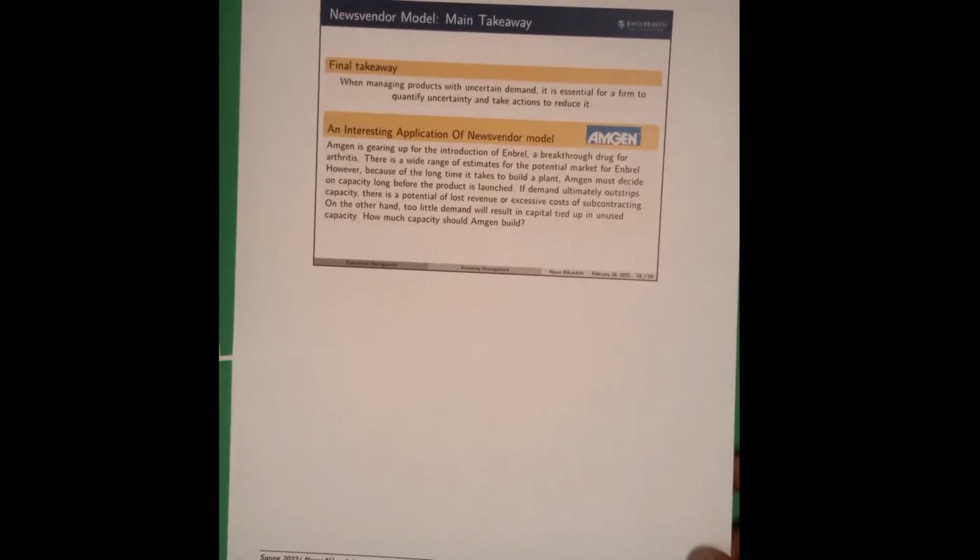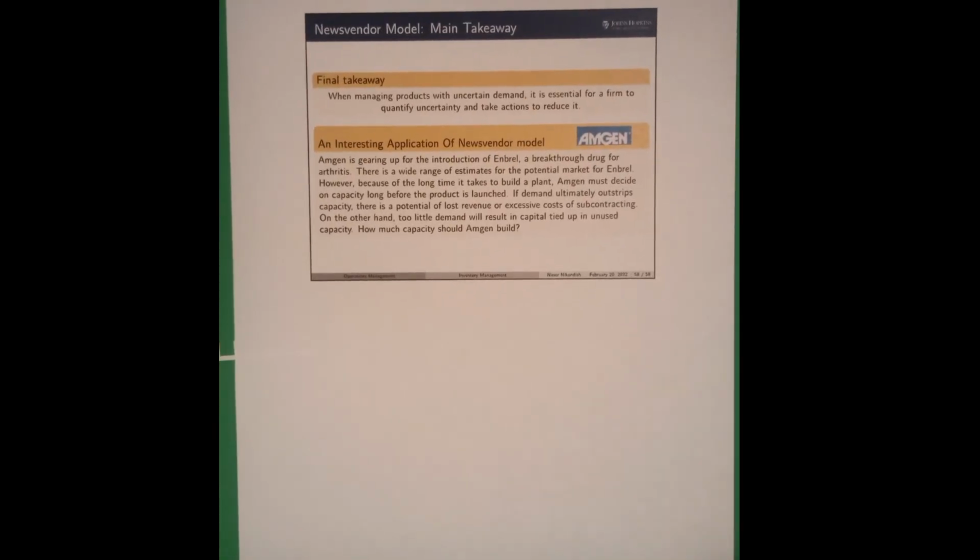Again, I brought this up, and I'm ending with this specific example because I want you to know that even though it's a very simplistic model, not a difficult model, a lot of practical problems have a time frame that fits in the time frame of the news vendor problem. Just be mindful of that.